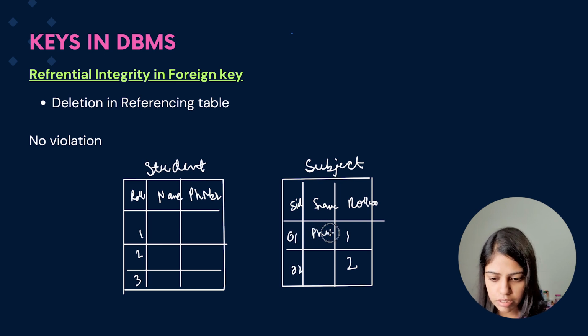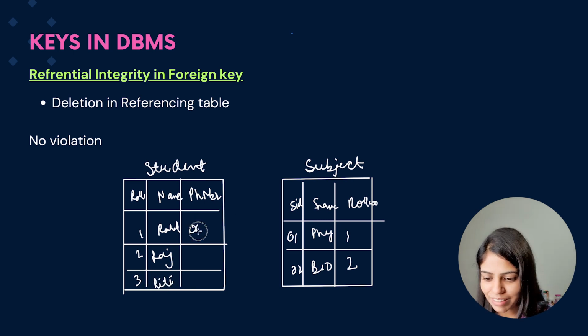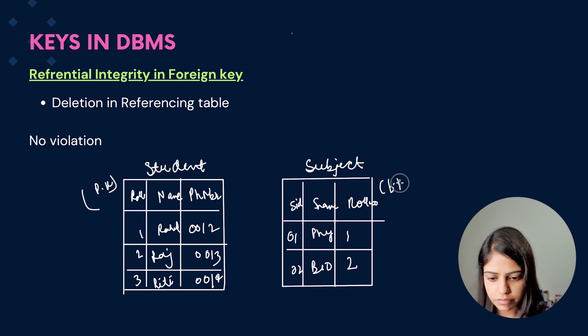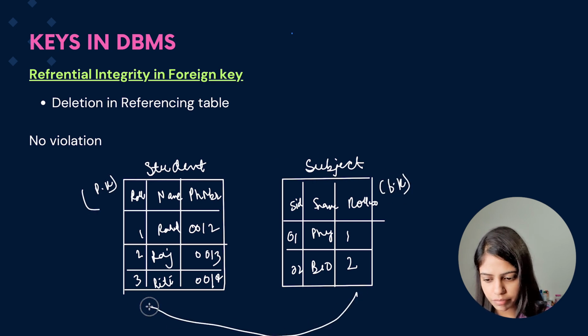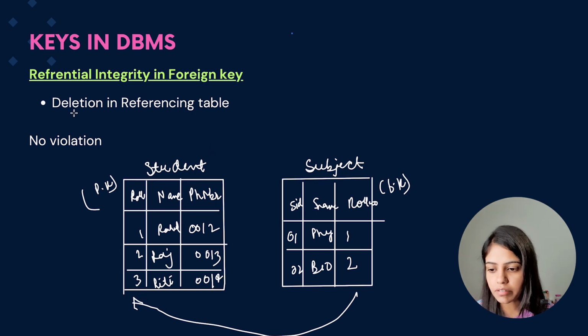120102, subject name physics, biology, name Rahul, Raj, Riti. Actually these three are the common names I use, and 0012, 0013, 0014. Now again this is the primary key, this is the foreign key, and it is taking reference from the primary key. Now what happens? What if there is a deletion in the referencing table?